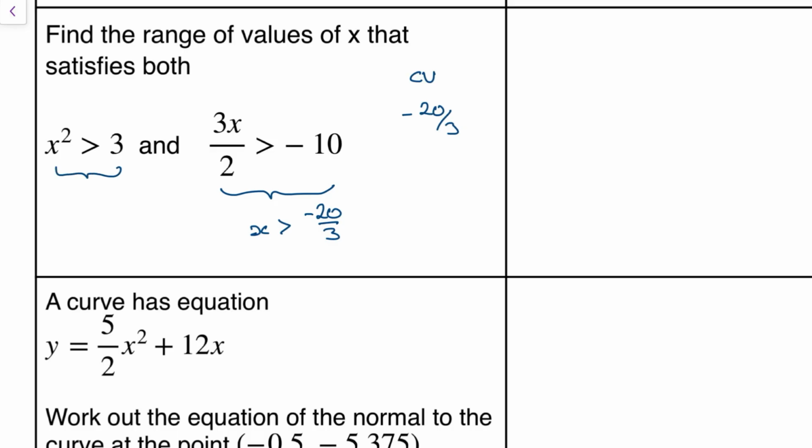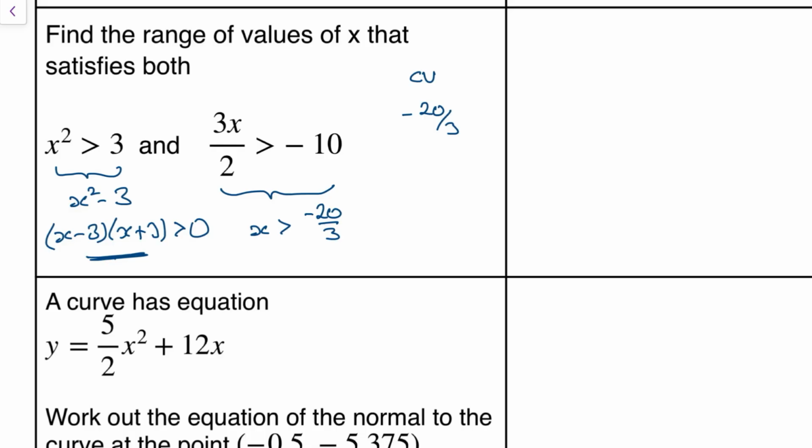This bit I'm going to think of as x squared minus 3. And the reason for that is I can write it as x minus 3, x plus 3 is greater than 0. And this is, again, trap is not the right word, but this is the thing you can get wrong. This is actually a quadratic inequality, not just a straight square root both sides.